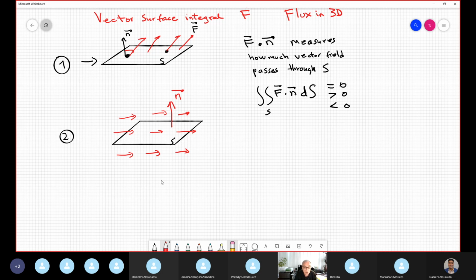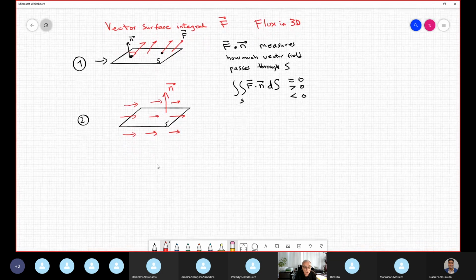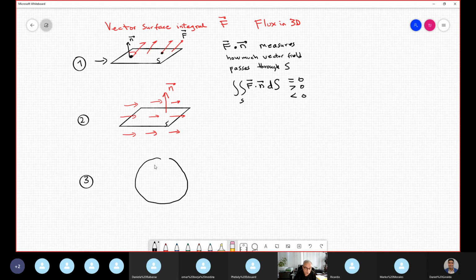Think about what you consider is the answer for number 2. I want to do number 3, another problem. Number 3, suppose it's a balloon, a sphere, okay, and the vector field looks like that. Boom.